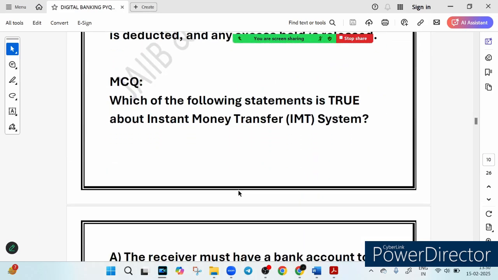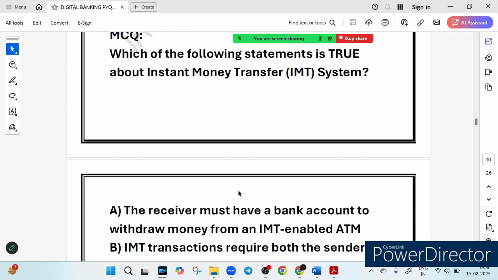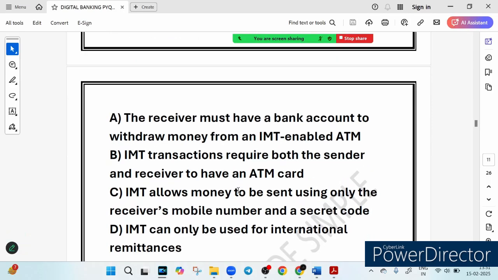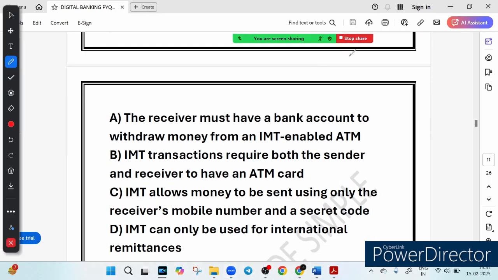Which of the following statements is true about the Instant Money Transfer system, IMT? So this question is regarding the IMT. Let's go through each and every option. Option A says the receiver must have a bank account to withdraw money from an IMT enabled ATM. What do you say? Is it correct?